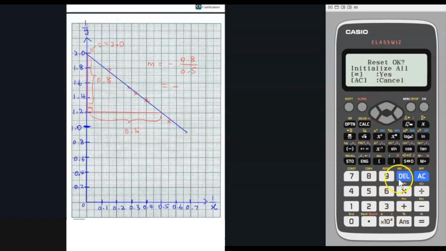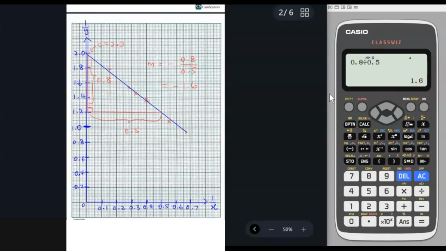Initialize all, press 3, and then press equals, which is yes. Then go to AC, so it goes back to normal calculation. Then you can calculate 0.8 divided by 0.5. So you got 8 over 5, which is 1.6. Negative 1.6 will be the gradient.